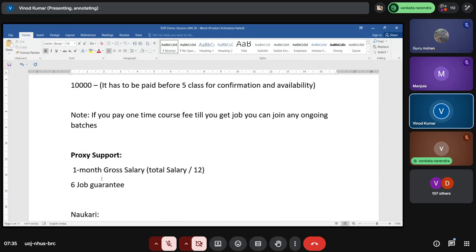If you take my help and I am on the call, or virtually anything is connected, then 1 month gross salary has to be paid, and it is total salary divided by 12. And 6 months, for example, you joined a company. If something happened and you lost the job, then without charges, before 6 months, I will place you for a new job, guys.